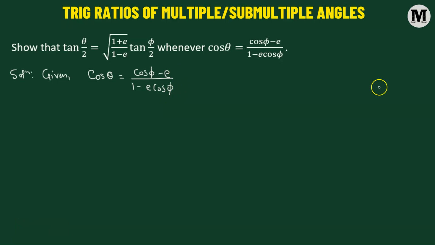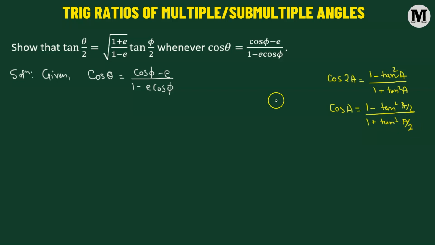Now we have a standard formula. We know that cosine of angle 2a equals (1 minus tangent squared a) divided by (1 plus tangent squared a). Now if we need the half angle, then cosine of a will be equal to (1 minus tangent squared a over 2) divided by (1 plus tangent squared a over 2). So we're going to use this formula on both the left hand side as well as the right hand side.